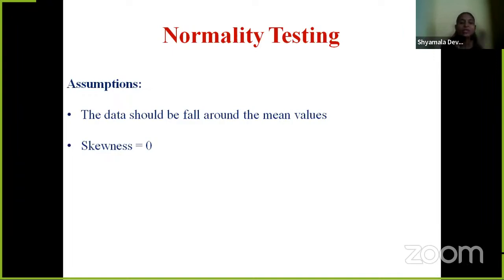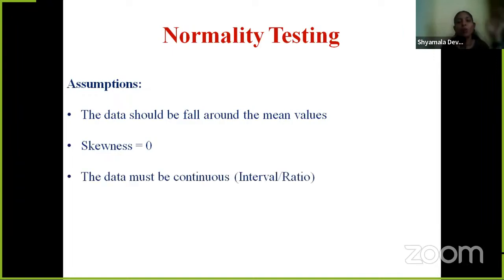Next, the data must be continuous. Only for a continuous variable can you check the normality. For example, academic achievement, learning style, mental health, which are scale variables. Only for scale variables can you do normality testing. For discrete variables like gender, medium of instruction, order of birth, age, salary, you can't do this normality testing. So only for continuous variables will we do the normality testing.